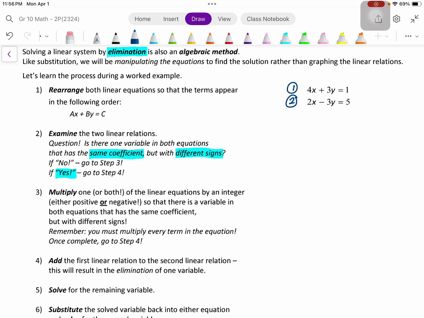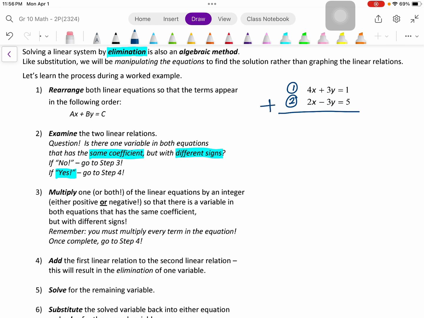So let's go ahead and take a look at what this looks like. In the next video, day 2 of elimination, we will look at what we do if we do not have the same coefficient, or if we have the same coefficient but the signs are the same. So today we are only dealing with when we have a variable that has the same coefficient with different signs.